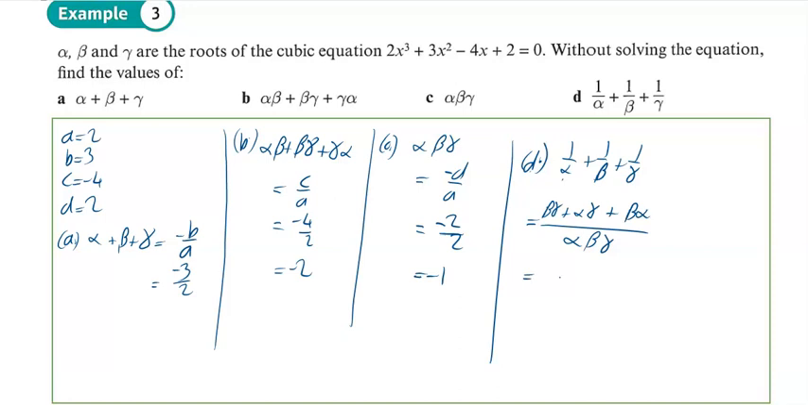Now if you look at that top line, what you have is the sum of the products, so what you've already worked out in part B, which was minus 2, and the denominator, or the bottom line, is just going to be minus 1. So minus 2 divided by minus 1 is just 2.